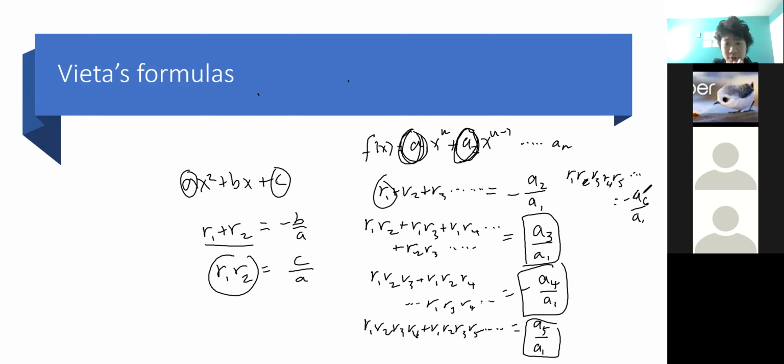So that's how the pattern goes. The first one is negative, and then we oscillate between positive and negative from then on. Okay, so this is the general form. We can keep going forever, for however many roots this polynomial might have. So that's the more general form of Vieta's formulas. Any questions here? It's a lot to process.